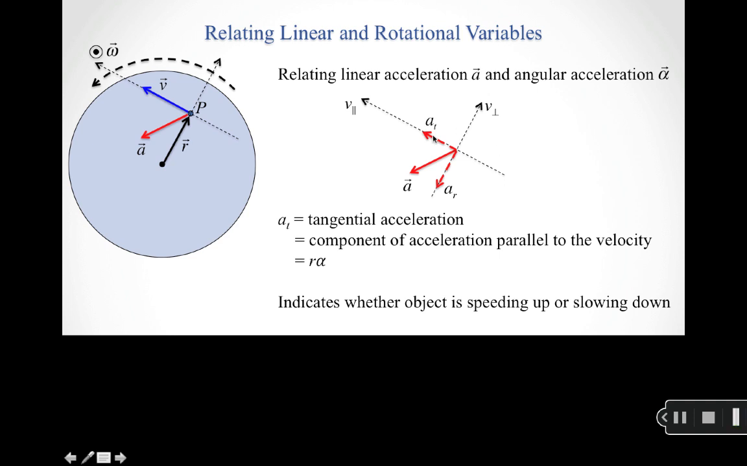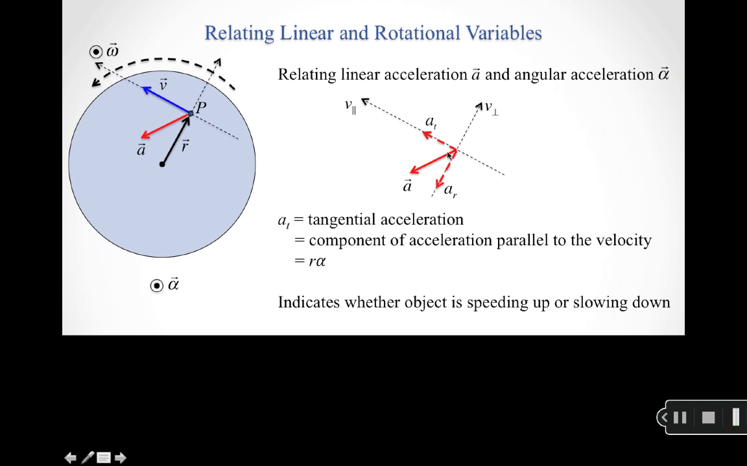We can make its magnitude less because the object slows down, or we can change the direction of the velocity because the object's turning. The tangential acceleration, because it lies along the line of the velocity, is telling us about whether the object is speeding up or slowing down. So for this particular example here, notice that the tangential acceleration points in the same direction as the velocity. That means my object is going to be speeding up. Well, the way it speeds up is by spinning faster.